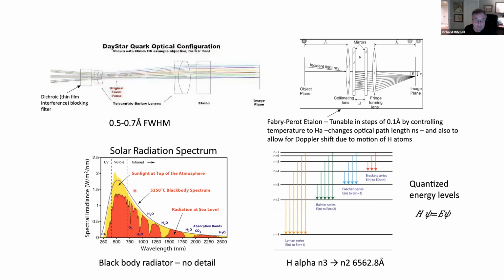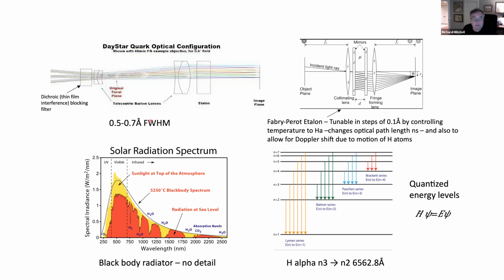Basically it's a dichroic film, which is a thin film interference filter. It goes through into a Fabry-Perot etalon, which is a pair of spaced plates, a bit like a laser without a lasing medium. They generate an interference pattern that allows you to select out with great precision your particular wavelength, which is hydrogen alpha, 6562.8 angstroms, where an angstrom is 10 to the minus 8 centimeters. So that's about 656 nanometers.